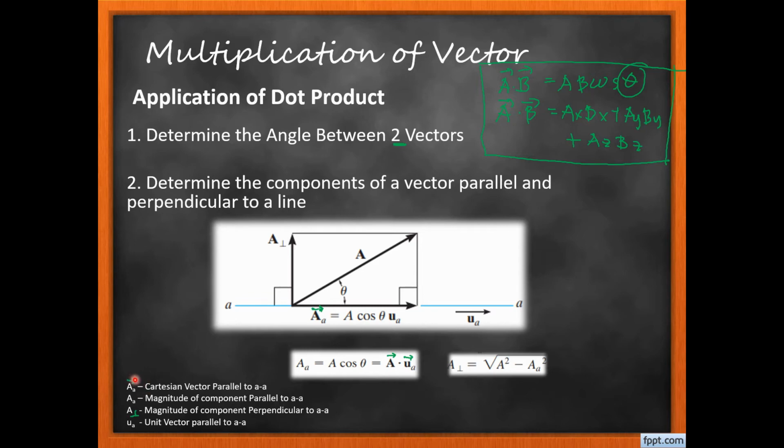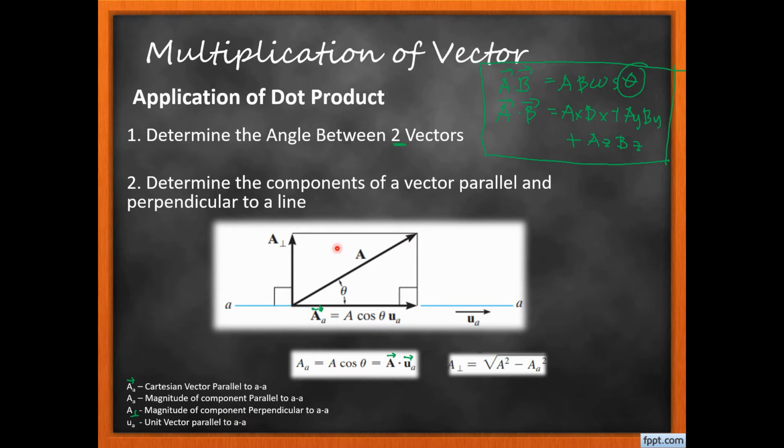Yung A natin na mayroong arrow sa ibabaw at may subscript na A is the Cartesian vector parallel to A, or the component of the Cartesian vector parallel to A. Ito yun. Okay? While yung ating A na may subscript na A, ito, is the magnitude of component parallel to A. So, naka-scalar yan. And then, yung A na mayroong perpendicular sign is the magnitude of component perpendicular doon sa ating A, or pwedeng ito rin yung distance na yan, or pwedeng ito, equal lang sila. So, yan yung ating A na mayroong perpendicular sign. And then, yung UA natin is the unit vector parallel to A.